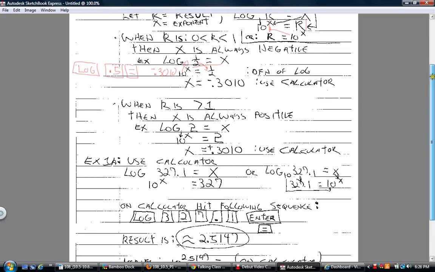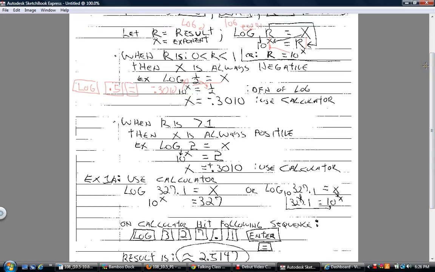Sorry, let me back up a little bit. When R is your result and it's between 0 and 1, then the exponent is always going to be negative. So what's an example? R is the result. If I say log base 10 of 1/2 equals x, it means convert: 10 raised to what exponent equals 1/2, and to get that, it's a negative number.